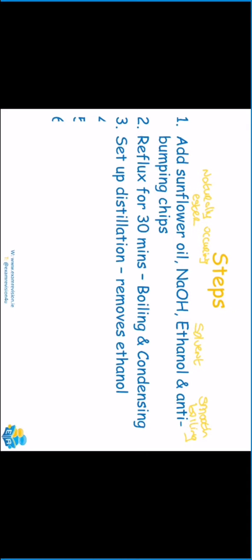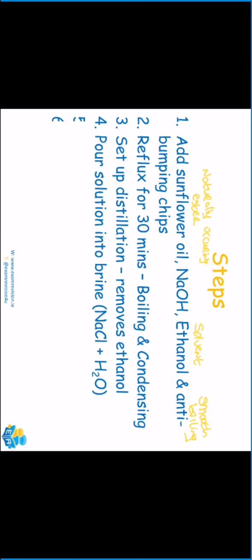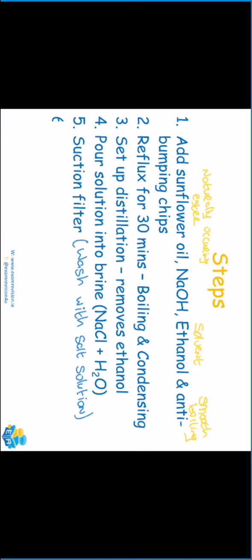Step 3 then is to set up distillation, and you've met distillation many times before, even in your junior cert, and distillation is a separation technique, and it allows for the removal of our ethanol. The solution is then poured into brine, and brine is basically excess salt dissolved in water. And the soap solution is added to the brine because soap is insoluble in a salt solution, so it will precipitate out. And then step 5 is to suction filter, so that leaves your soap behind in your filter paper, and then the filter paper is left to dry.